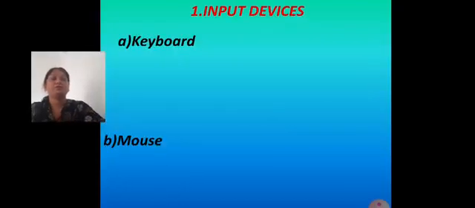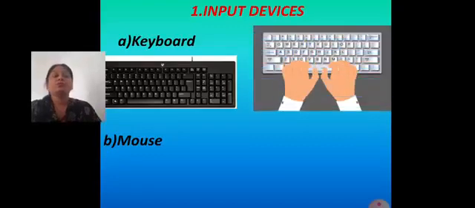Now first one, keyboard. A keyboard has many keys: alphabetical keys, number keys, and some special keys also. The keyboard helps us to type or to enter something in the computer. So with the help of the keyboard we give instructions to the computer.